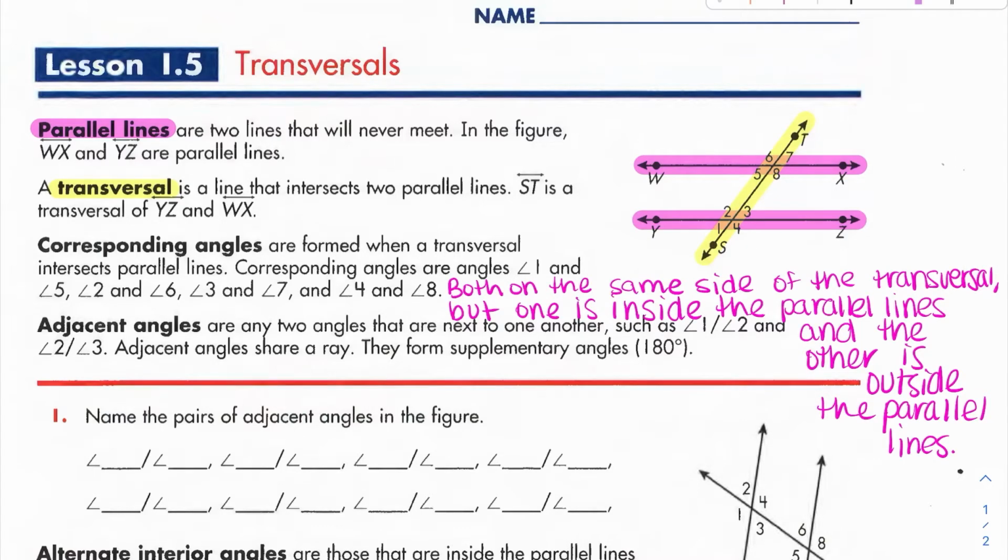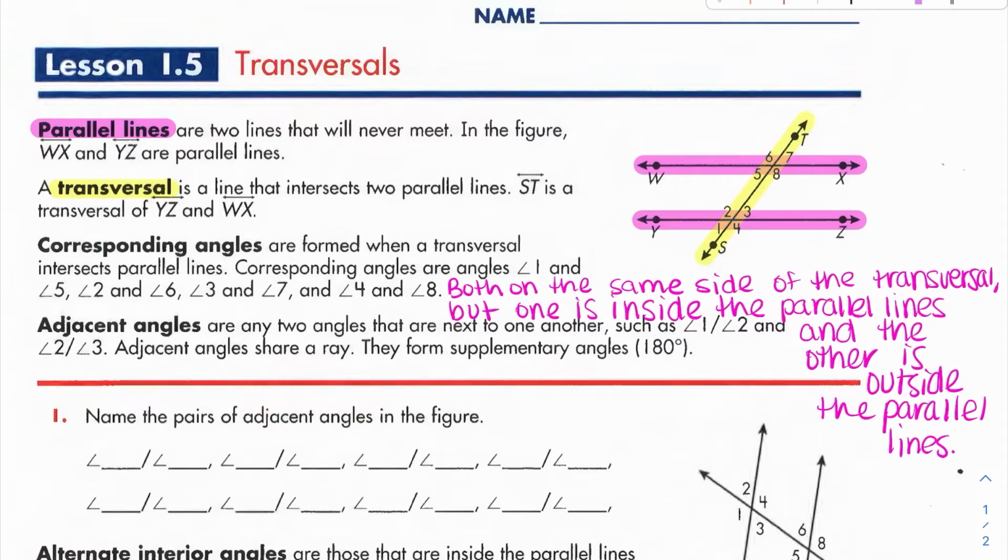I did want to elaborate a little bit on exactly what it means to be a corresponding angle. So you can see I wrote in the definition or the description of the location is that both angles will be on the same side of the transversal, but one angle will be inside the parallel lines and the other angle will be outside the parallel lines.